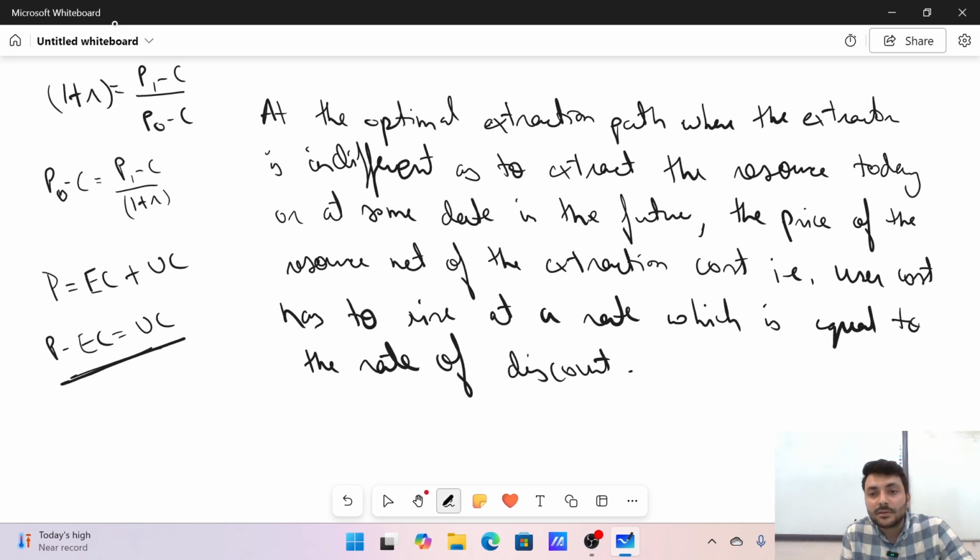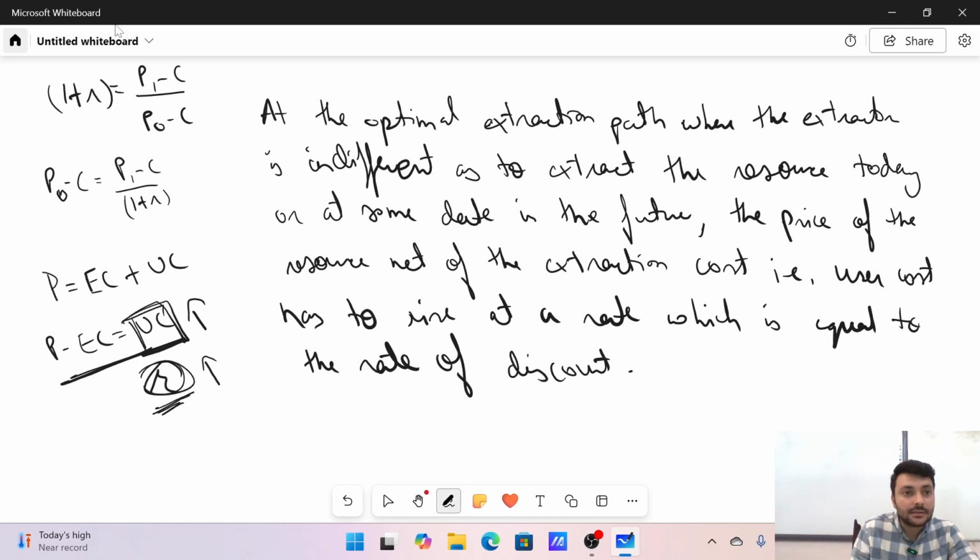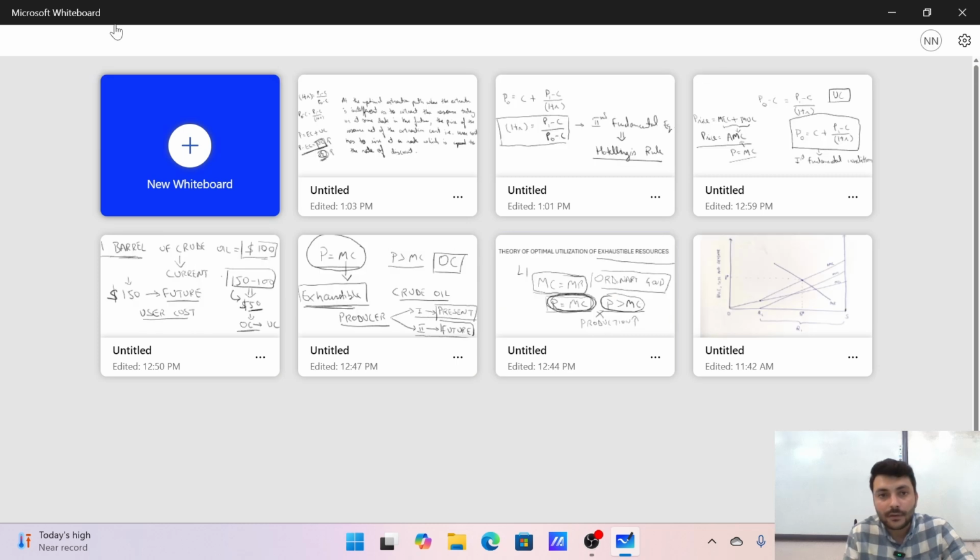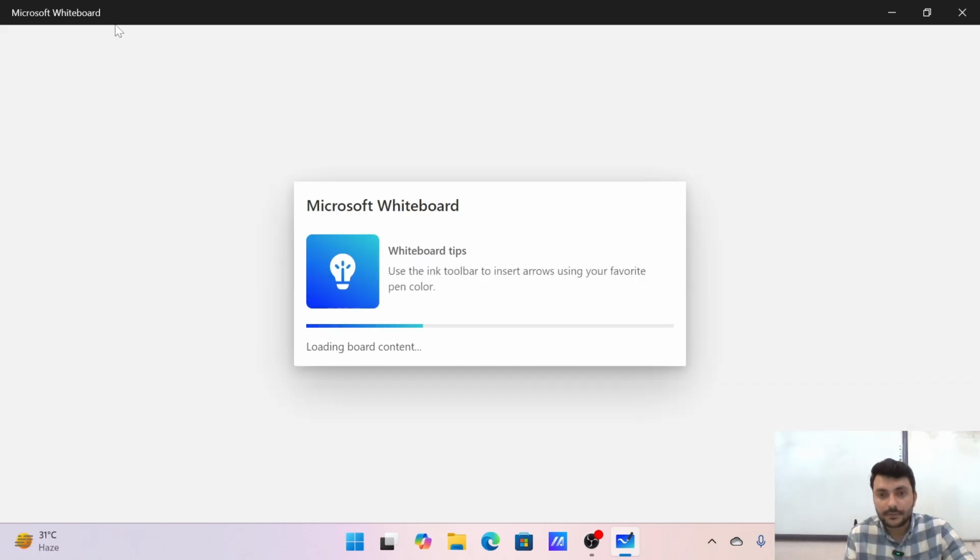So the price of the resource net of the extraction cost, that is the user cost, has to rise at a rate which is equal to the rate of discount. The user cost should rise at a rate which is equal to the rate of discount. Let's understand this thing through an example.